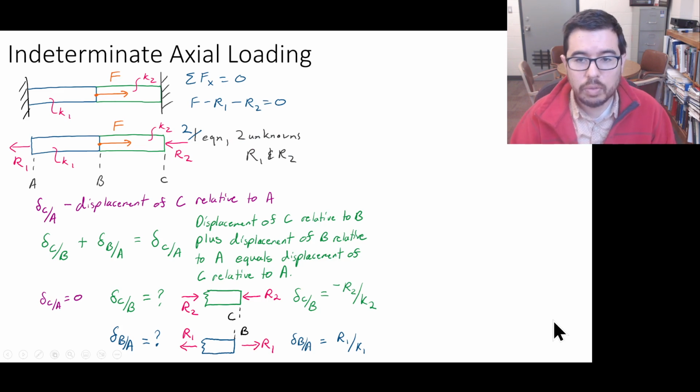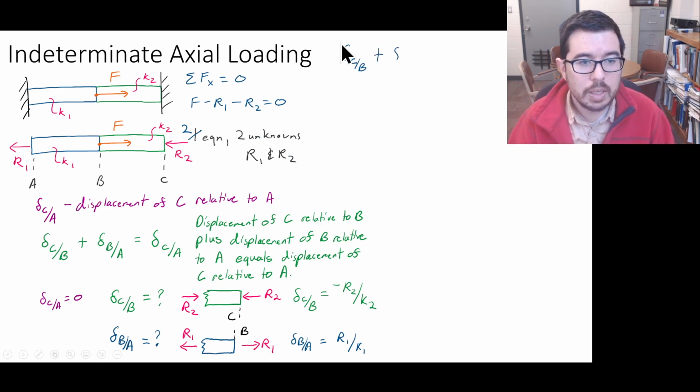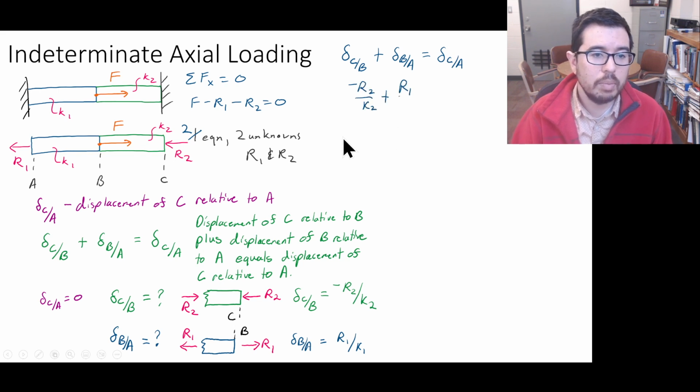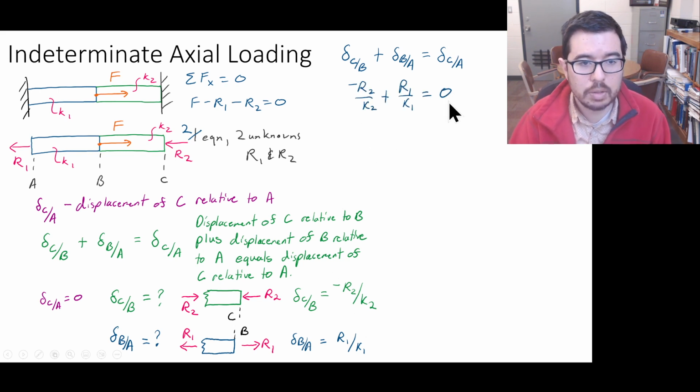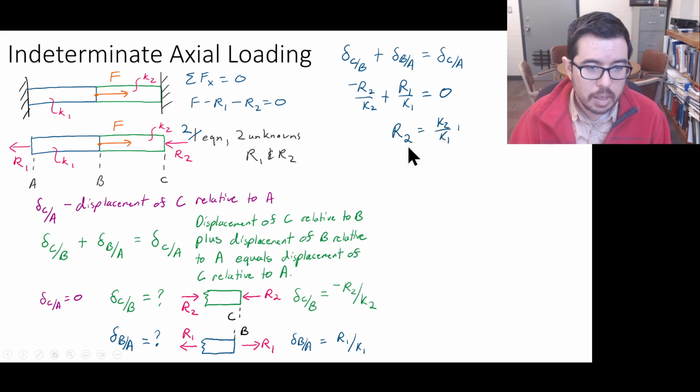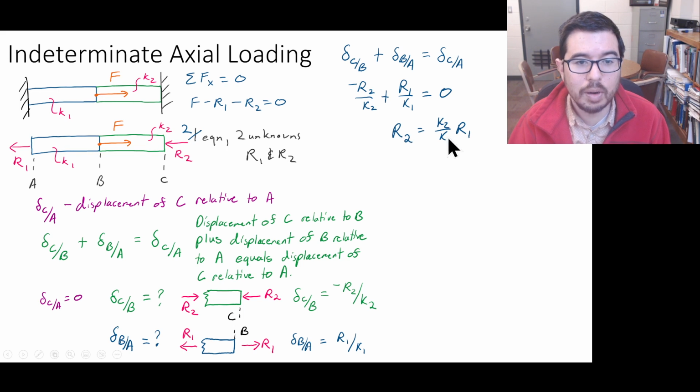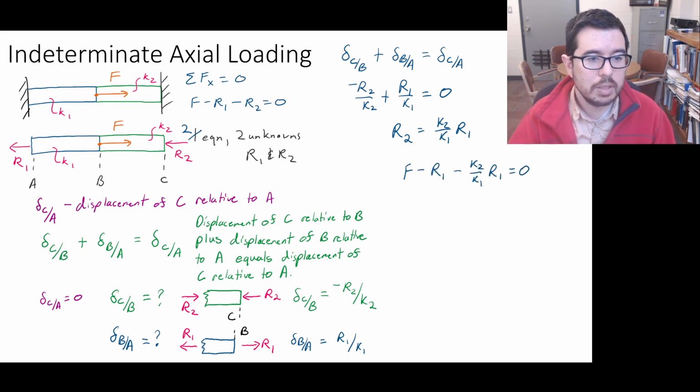Copying things over and going further, let's now plug these relationships into our geometric compatibility equation, which said that this right side is going to be equal to 0. And we have that minus R2 over K2 plus R1 over K1 is going to be equal to 0. And then we now have a relationship between R2 and R1. We had already a relationship between R1 and R2. So we've got two equations and two unknowns now, all right? Instead of one equation and two unknowns. We will be able to solve for the internal forces.